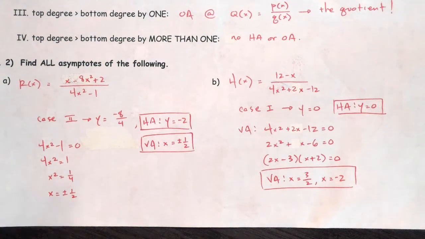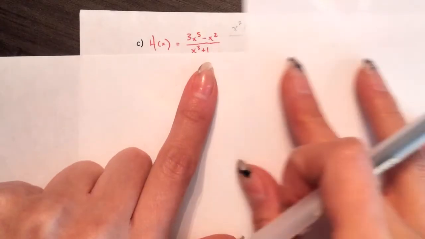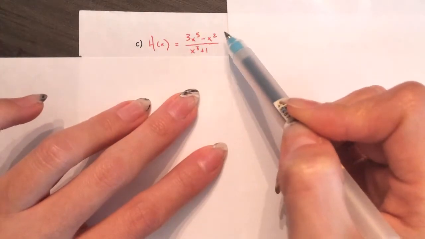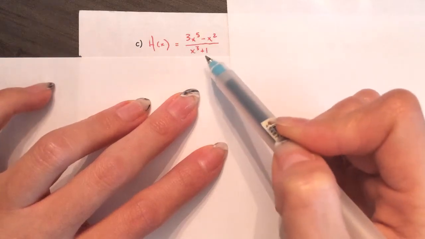Okay, let's look at C, which we did not do together in class. So if you look at C, it says h of x equals 3x to the 5th minus x squared all over x cubed plus 1.